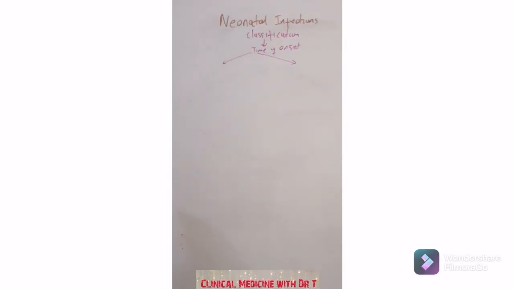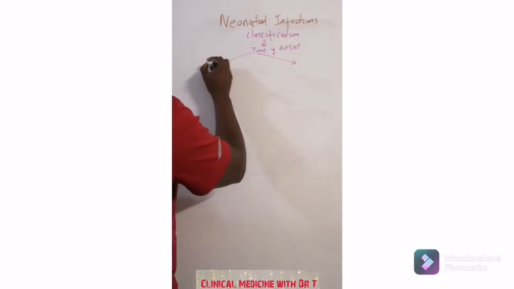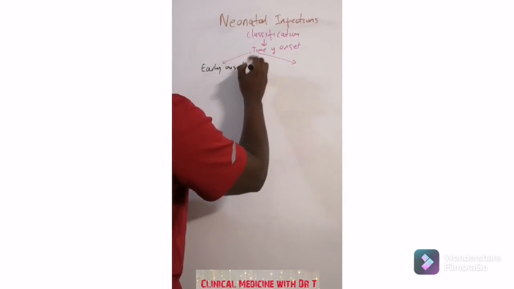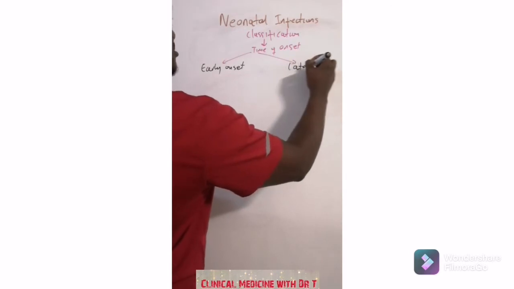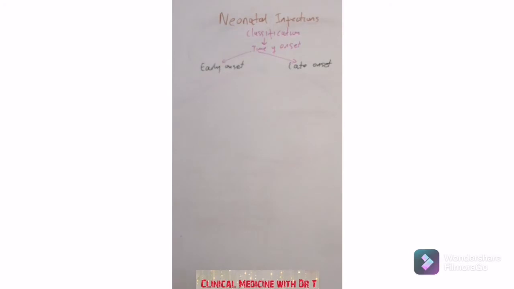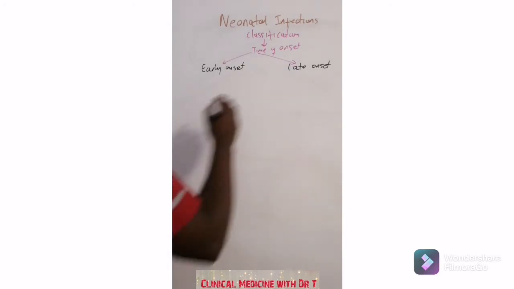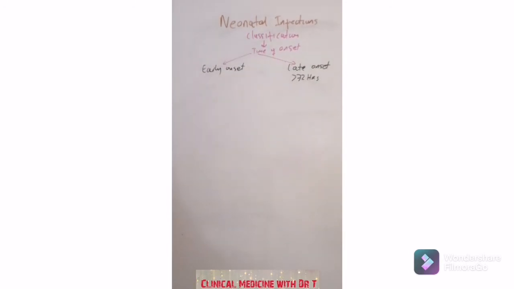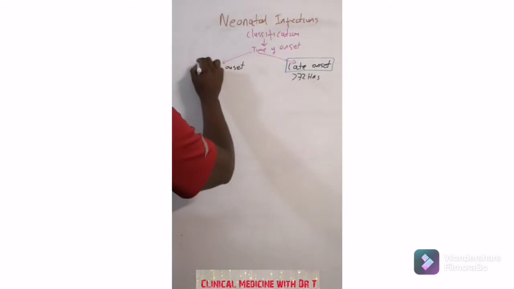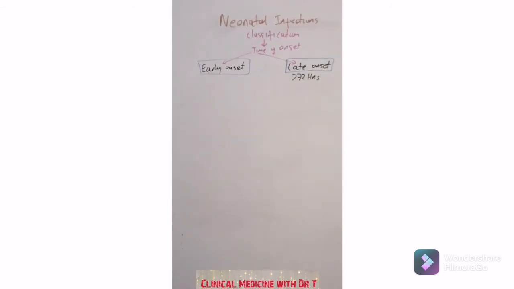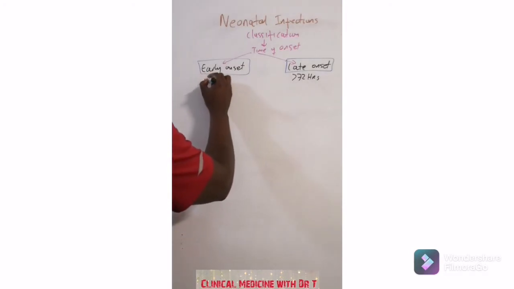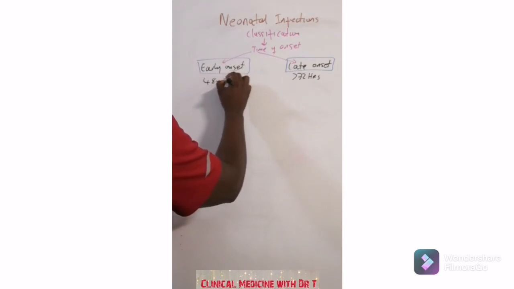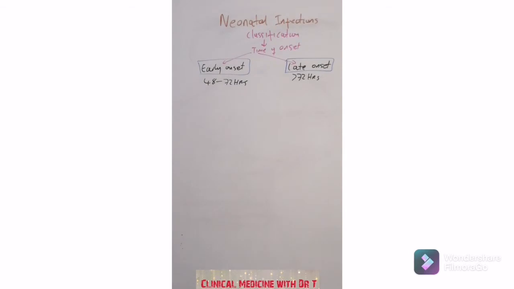Neonatal infections can either be early onset or late onset. Late onset starts after 72 hours, so like 3 days. That's late onset. And then early onset is within 48 to 72 hours. Yes, it is just less than 72 hours. That's early onset.